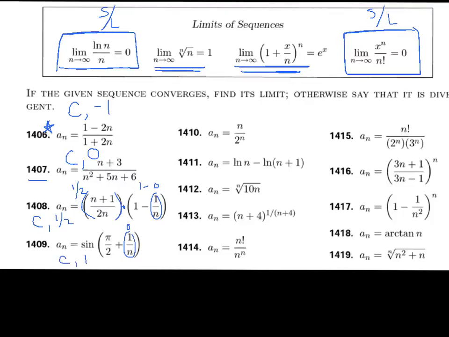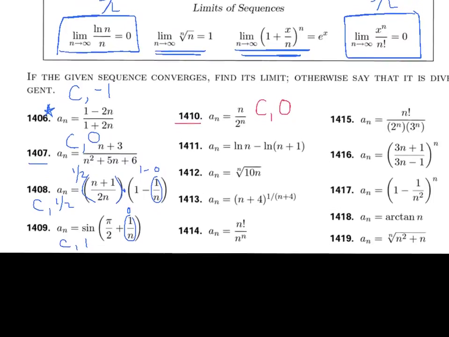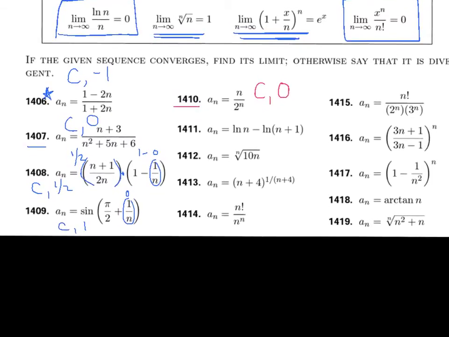All right, switch colors here real quick. 1410, we definitely have small over large, so it converges to 0. 1411, I'm going to go down the page here just a whisker. I'm going to condense it and rewrite it as the natural log of n over n plus 1. Just a real subtle trick. Now as n gets huge, this turns into the natural log of 1, which equals 0. So I would say yes, this one converges to 0 as well.